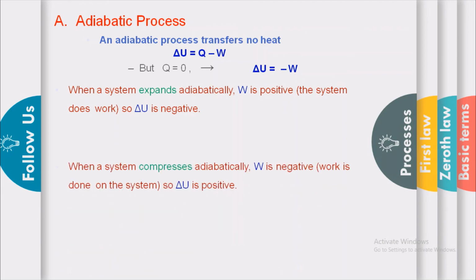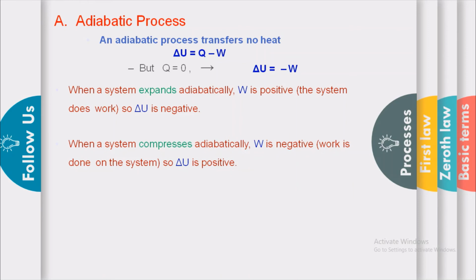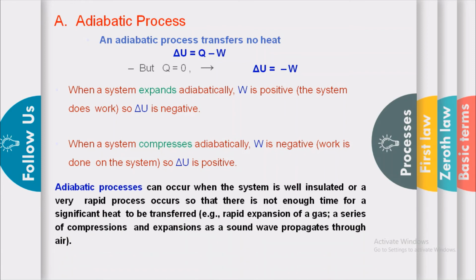And in the other case, when a system compresses adiabatically, W is negative. That means work is done on the system. So delta U is positive. Now adiabatic processes can occur when the system is well insulated or a very rapid process occurs, so that there is not enough time for significant heat to be transferred. For example, rapid expansion of gas, a series of compressions and expansions as sound waves propagate through the air. So these are the examples.